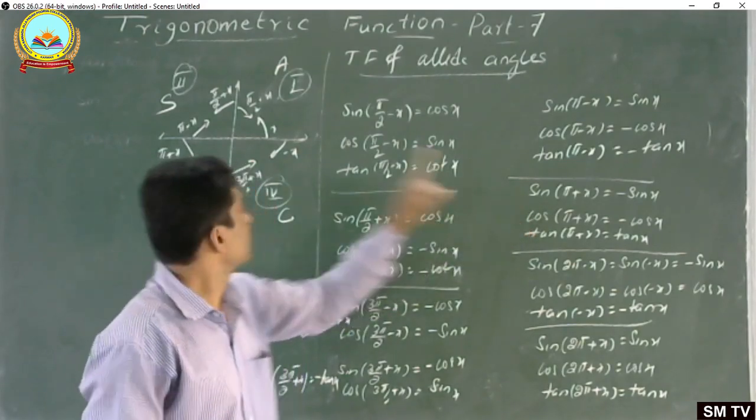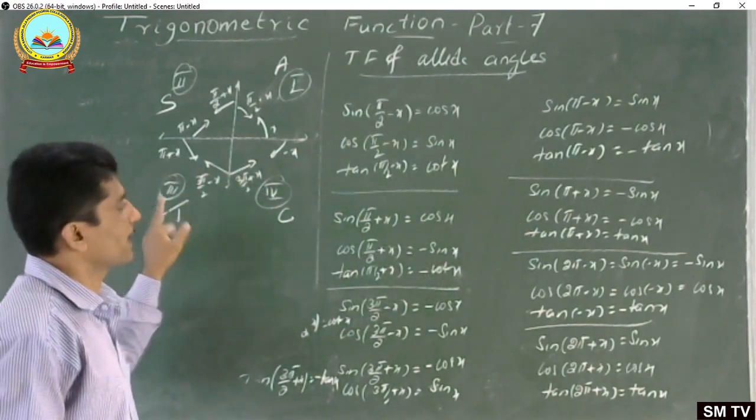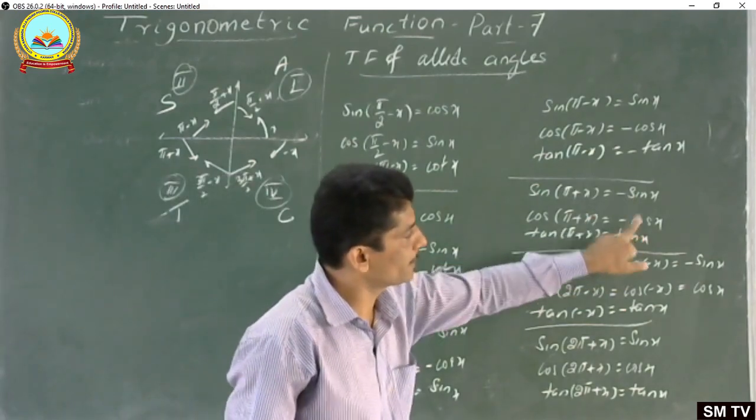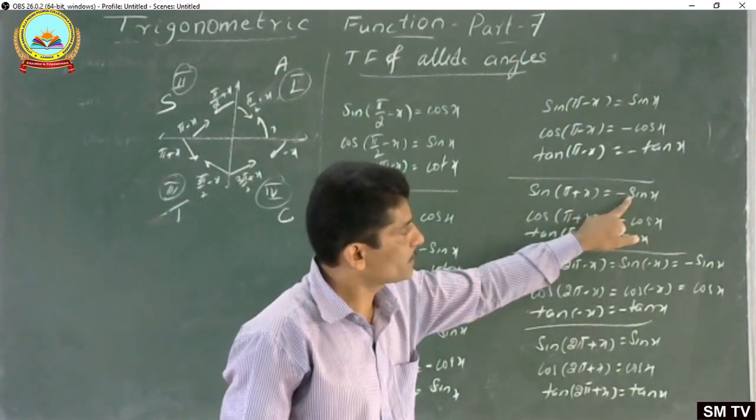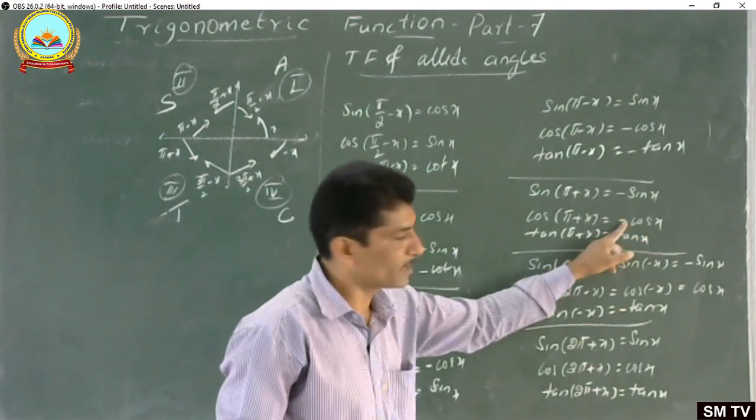And 3 pi by 2 minus x or pi plus x. What is pi plus x? It lies in the third quadrant. In the third quadrant tan is positive. You know that tan is positive, sine negative, cos negative. Sine negative means cosecant negative, cos negative means secant negative.